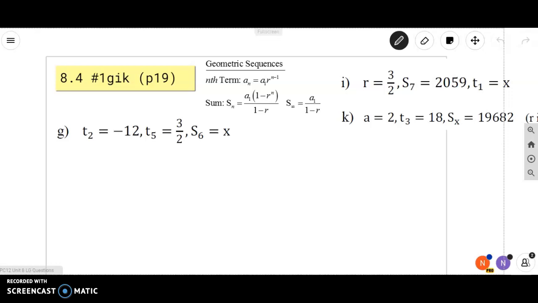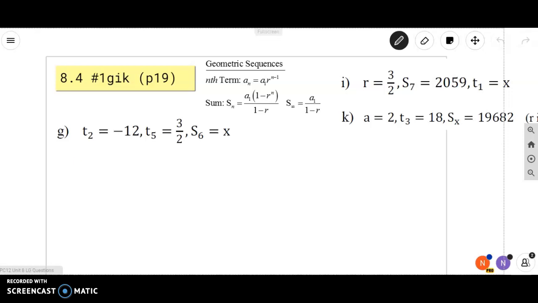This is for 8.4 geometric series. We're going to take a look at a few different letters from number 1, starting off with letter G, where we are given values for T2 and T5, and we're trying to find S6, the sum of the first 6 terms. It would be very helpful if we had a value for r, our ratio, and given that we have T2 and T5, we can find one pretty easily.